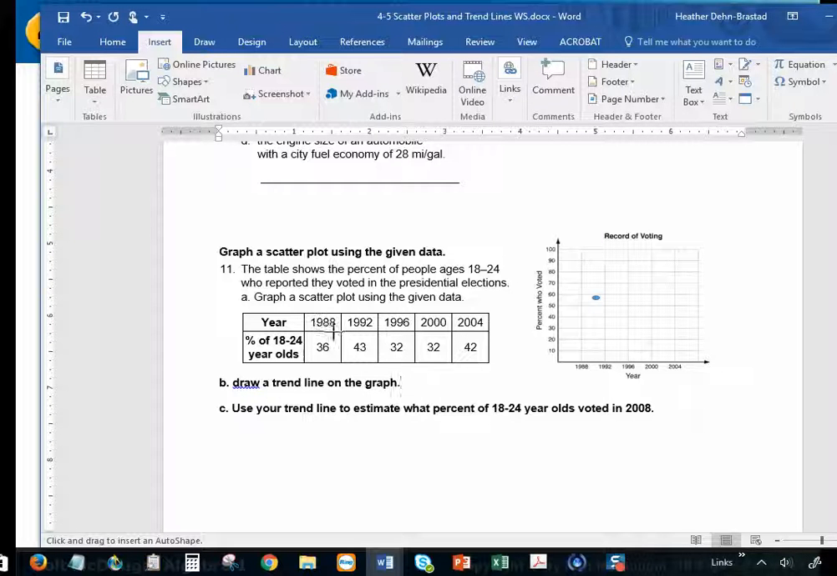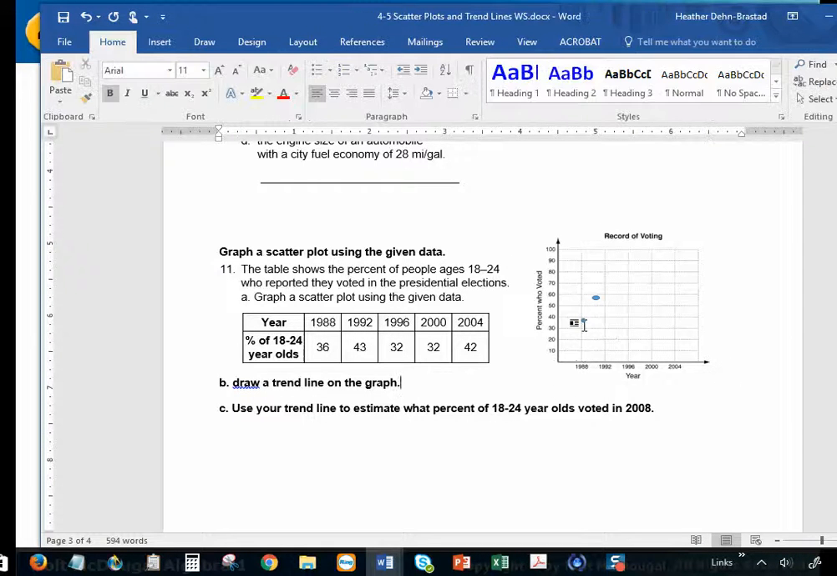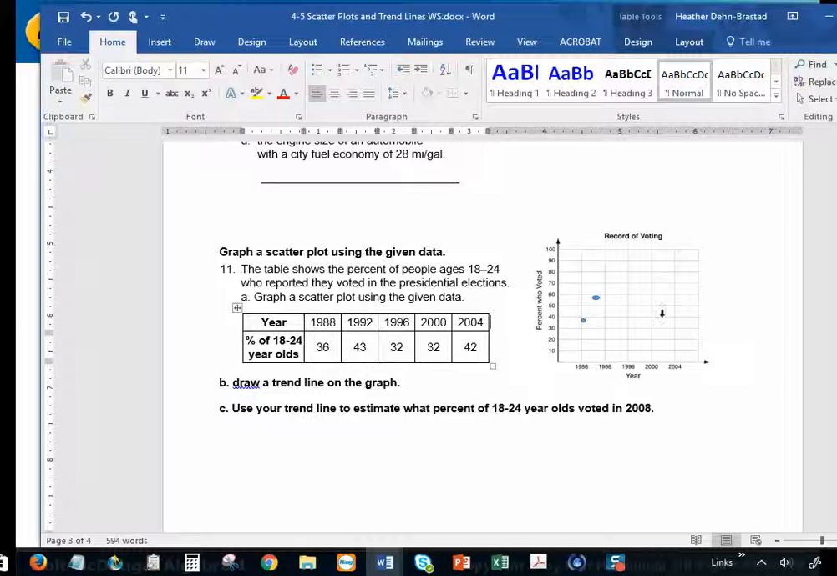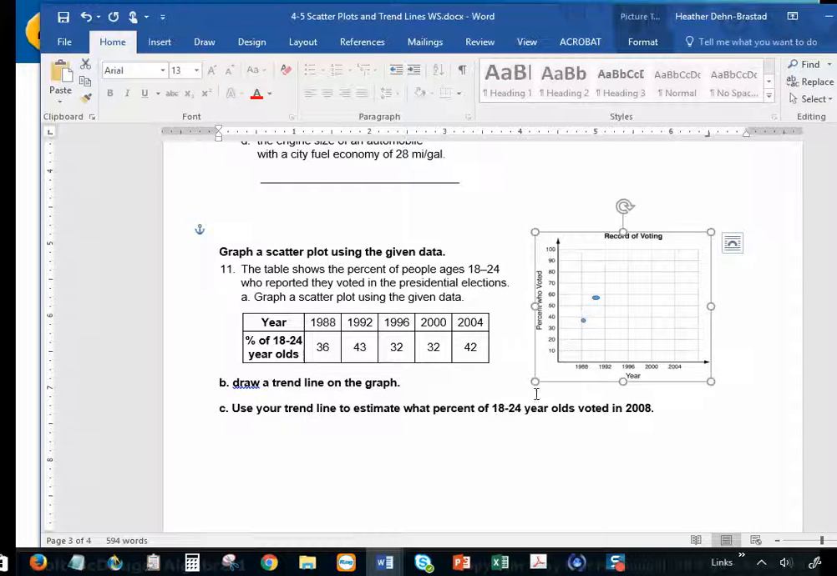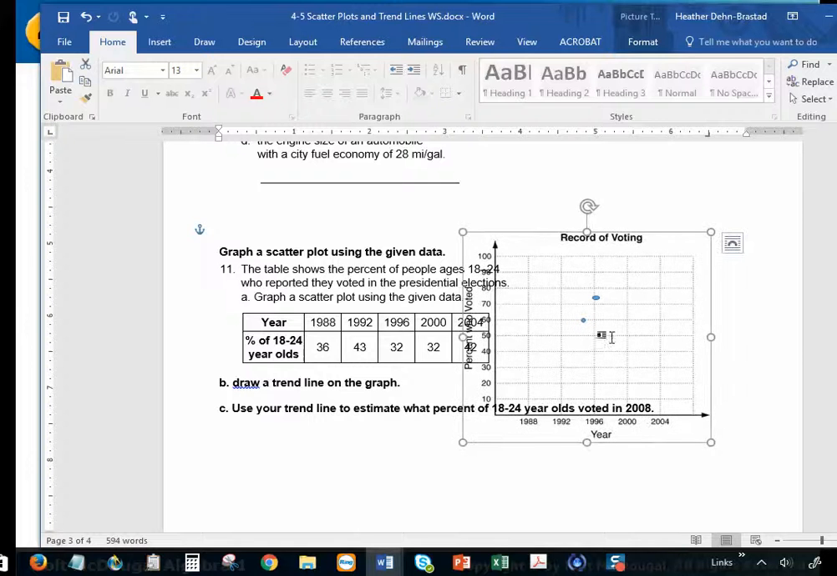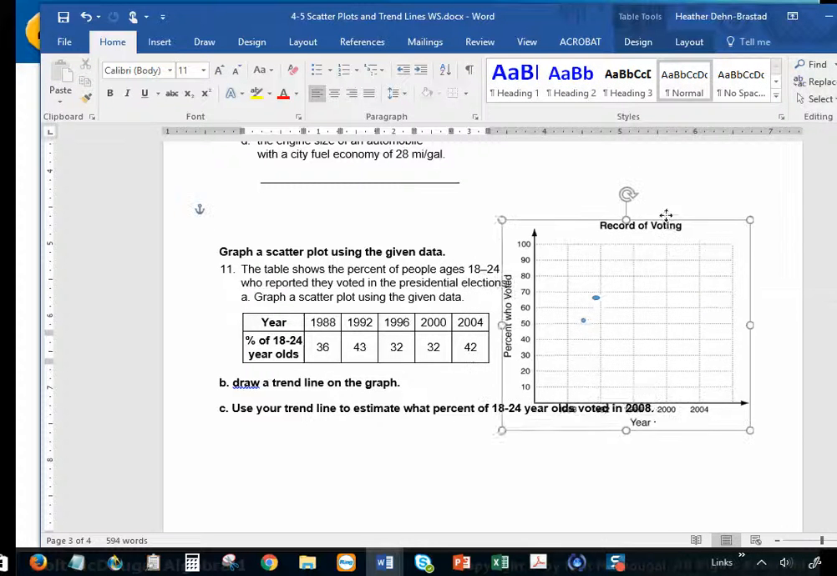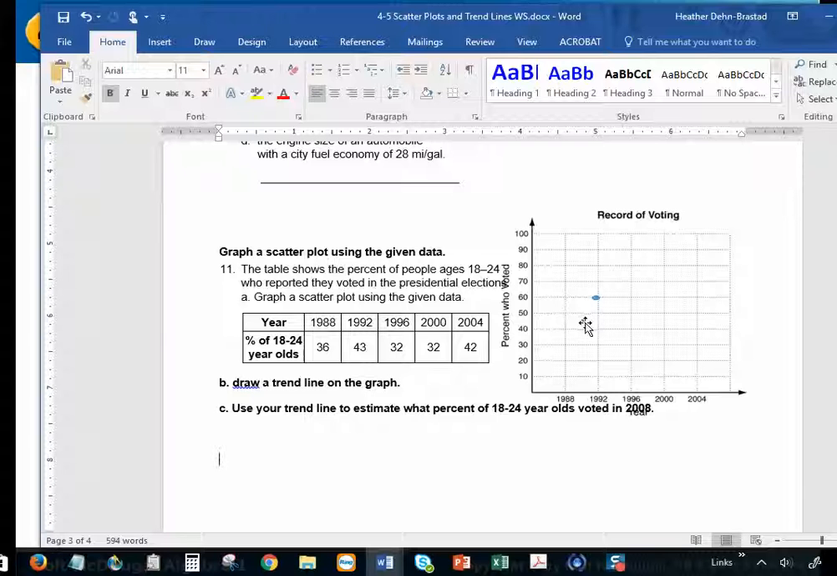So the first one is supposed to be 1988. So here's 1988 and up to 36. So 36 would be about right here. I'm going to make my graph bigger because it's so tiny that I can barely see it. Okay. And you're welcome to do that as well on your worksheet if you want. Okay, so my first point was supposed to be at 1988 and 36. Let's see if that looks about right. It's a little bit farther to the right than it's supposed to be, but I am not going to get too picky about that. It's hard to get them exactly where you want them.